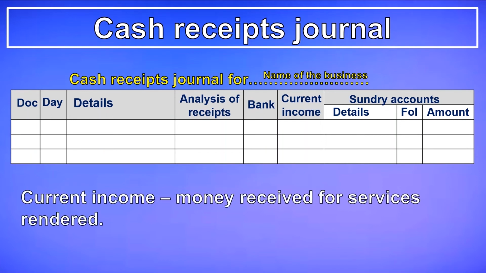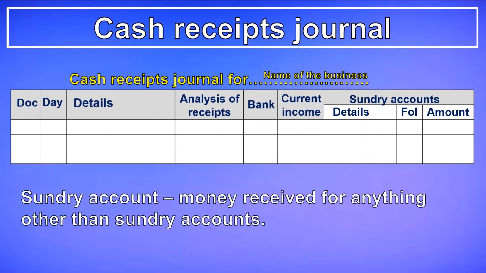The current income column is for the money received for providing a service. This is the common transaction in the business, therefore it has its own column. If the enterprise receives money for anything other than the current income, it is entered in the sundry account. Here the amount, the folio number, and the details are listed.